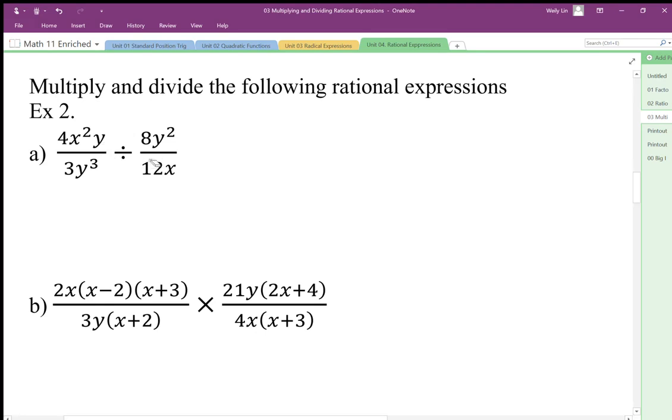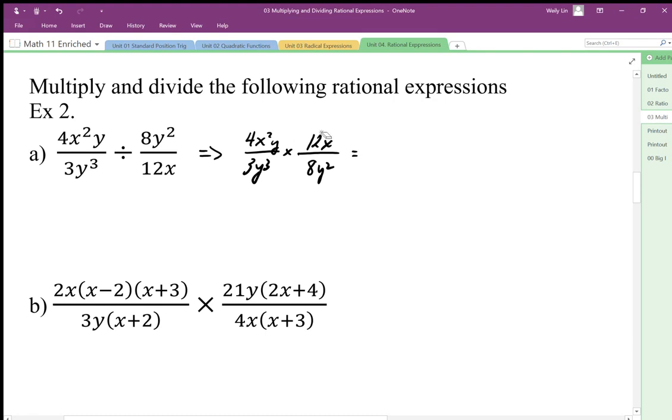So when we talk about dividing by a fraction, we really want to just put the times and divide in the right spots. Instead of divide, we're going to put the divide by 8y squared in the denominator, and the divide by 12x into the numerator. In other words, we're going to multiply by the reciprocal. Once we've done that, we can start canceling out common factors.